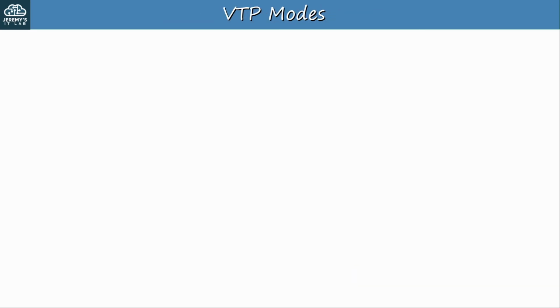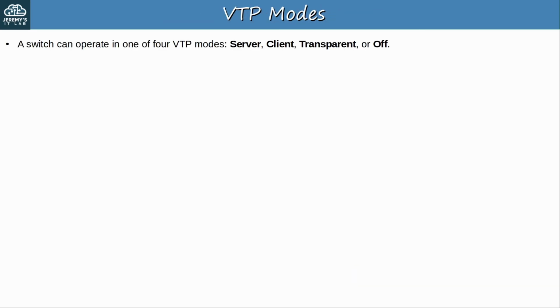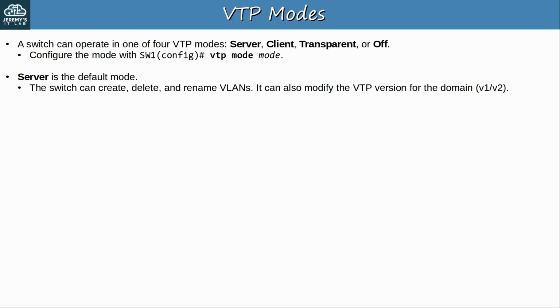Next, let's look at the different VTP modes. A switch can operate in one of 4 VTP modes: server, client, transparent, or off. You can configure the mode with the command VTP mode followed by the name of the mode. Server is the default mode. In server mode, the switch can create, delete, and rename VLANs. It can also modify the VTP version for the domain.